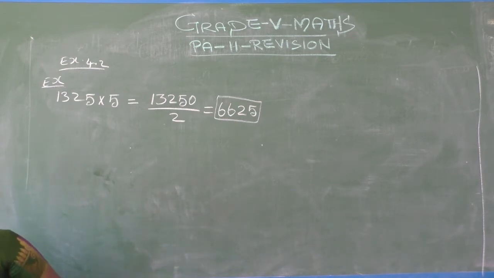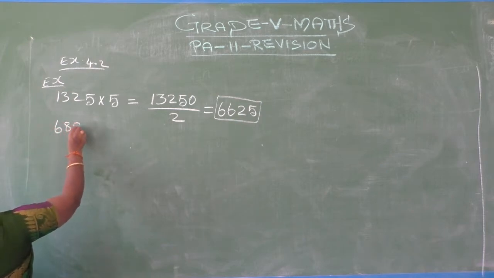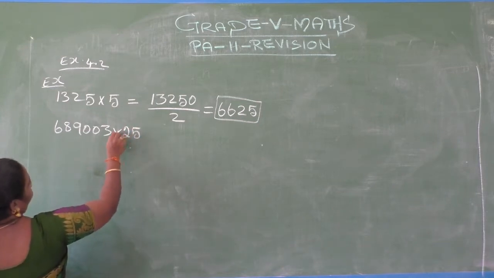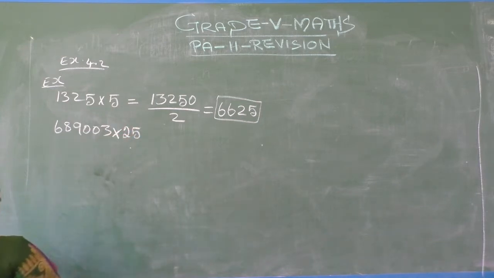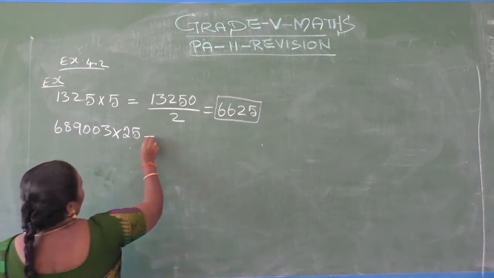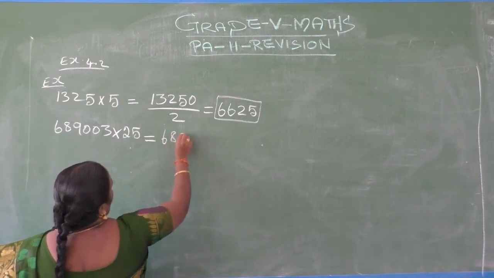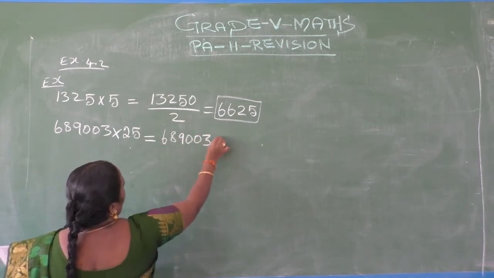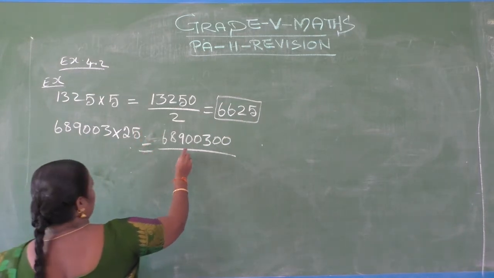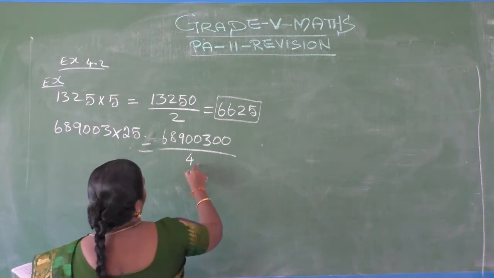Likewise, the shortcut method of 25, how will we do it? 6,89,003 into 25. See, 25 means it's a quarter of 100. In 100 you have 2 zeros, so you have to add 2 zeros to the question. Then we divide this number by 4, because 25 is 1/4 of 100.